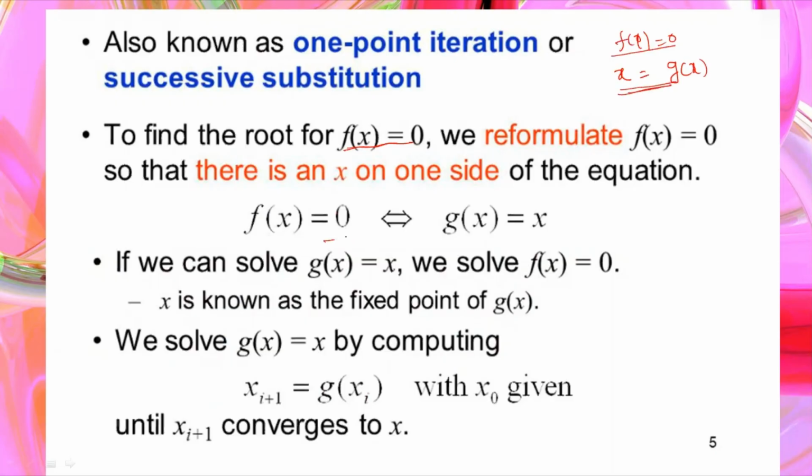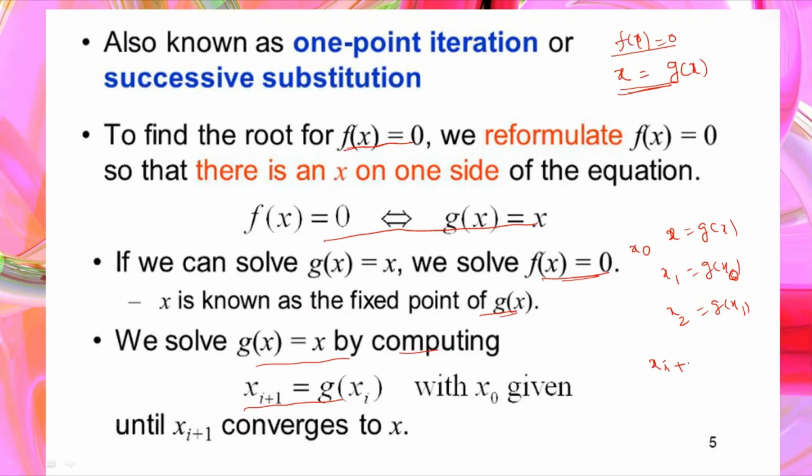So f of x is equal to 0; then rewrite this equation as x is equal to g of x. If we can solve g of x is equal to x, we solve f of x is equal to 0. This x is known as the fixed point of g of x. We solve g of x is equal to x by computing x i plus 1 is equal to g of x i. After rewriting the equation as x is equal to g of x, x1 is g of x0, where x0 is the initial approximation. x2 is g of x1. Like that, we go on with further iterations.